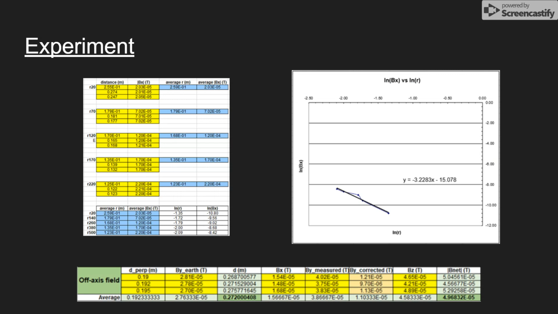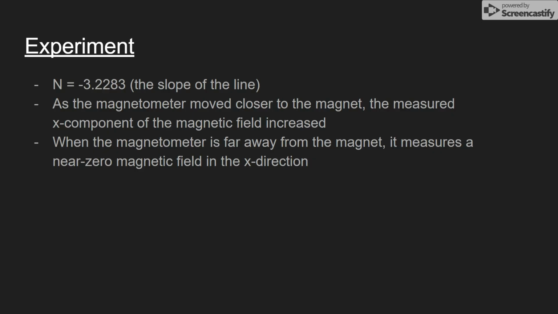For the experiment, various values of R were tested, and the distance that each value was seen at can be seen here. And then at the bottom, pretty much the same thing was done, but for the off-axis field, taking into account the x, y, and z components of magnetic field. N was equal to negative 3.2283, the slope of the line, and as the magnetometer moved closer to the magnet, the measured x component of the magnetic field increased, as can be seen in the experimental data. When the magnetometer is far away from the magnet, it measures a near zero magnetic field in the x direction.